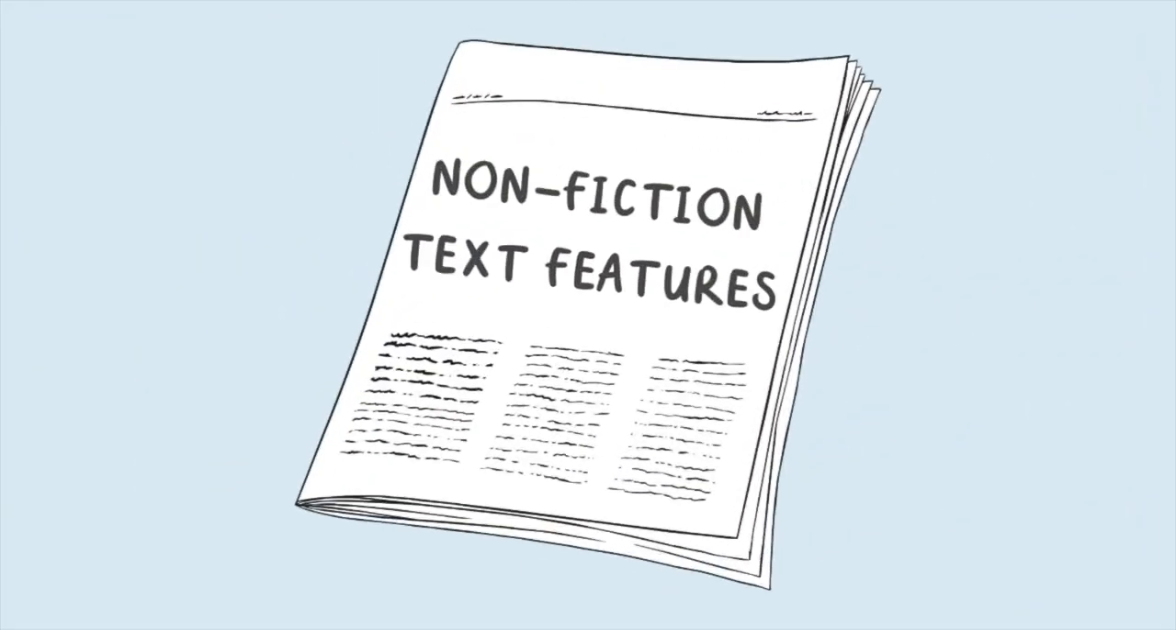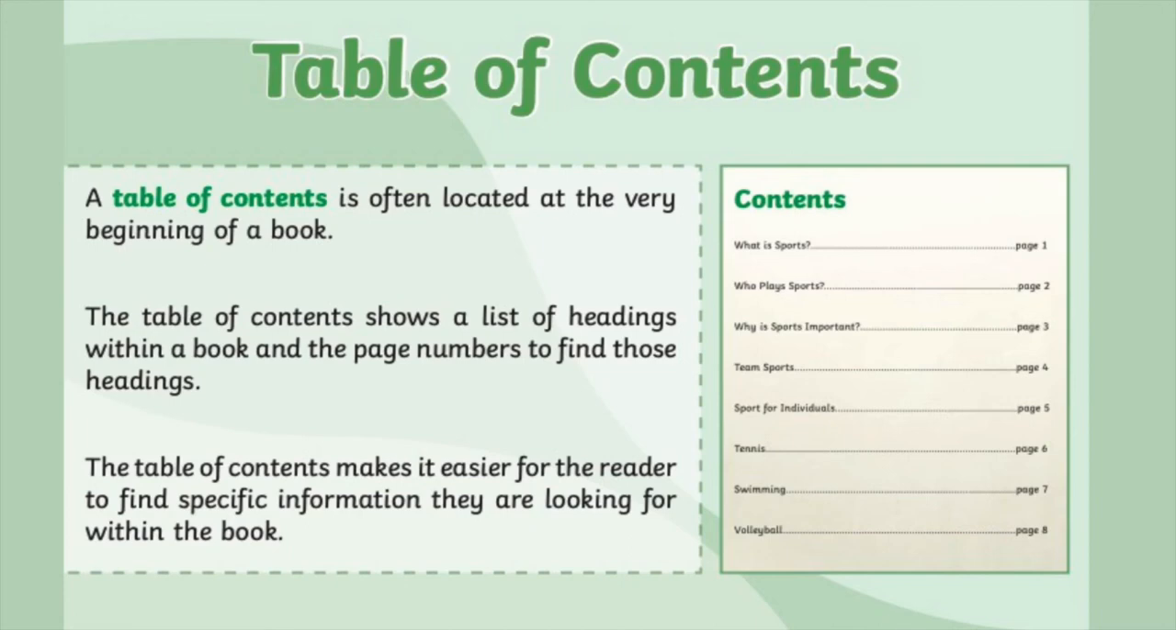Before we go, we're going to talk about some text features from nonfiction and fiction books. Text features are included in nonfiction texts to help the reader better understand the material. You'll notice that most nonfiction books have a table of contents. A table of contents is often located at the very beginning of a book. The table of contents shows a list of headings within a book and the page numbers to find those headings.